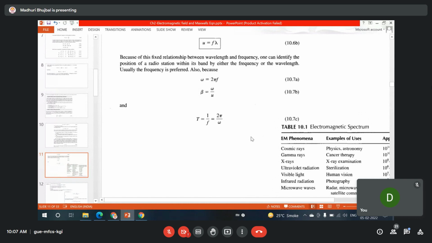Next, write down 10.7c, that is time period. You can write time period as 1/f, which is also equal to 2 pi by omega. You have studied these formulas in physics also. So omega is equal to 2 pi by T. This is not new.